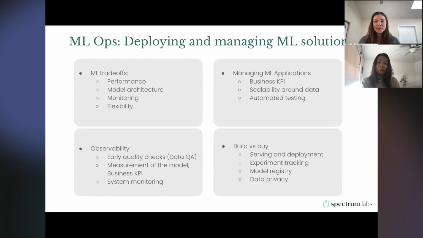And then in addition, automated testing is very important because we want to integrate the CI/CD philosophy in software development, and have detailed and automated testing around our ML models and products. Besides those two points, observability is also very important. So we need to have quality checks around data very early on. That's exactly what Nina just mentioned. And then we also have to continuously measure the model performance and relate that to our business KPI.